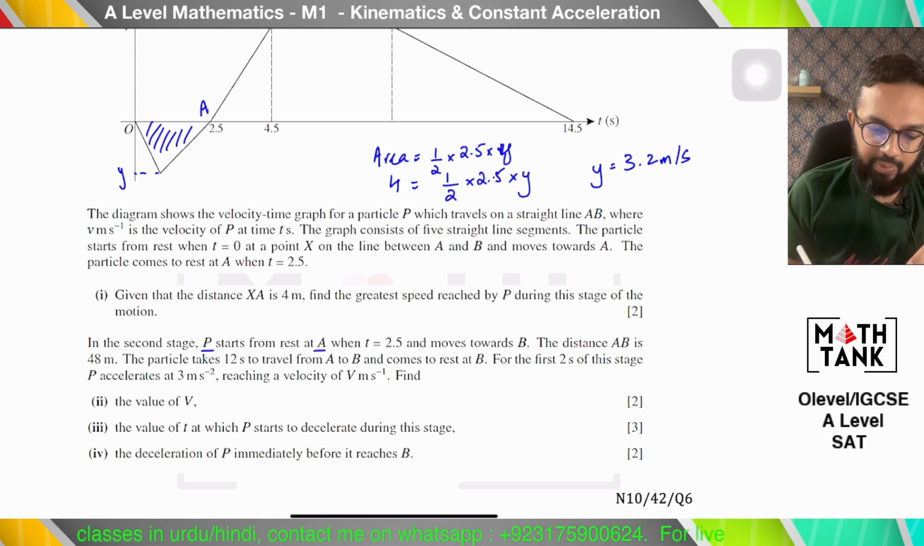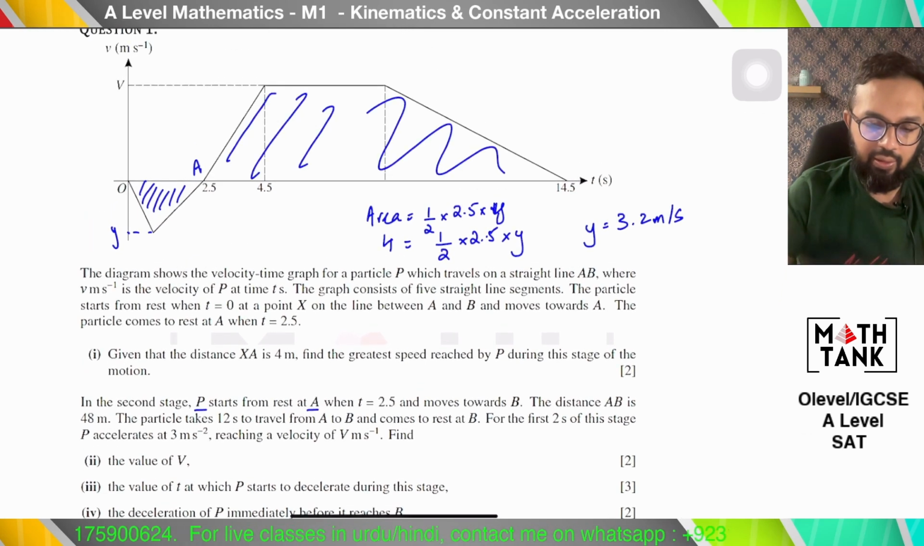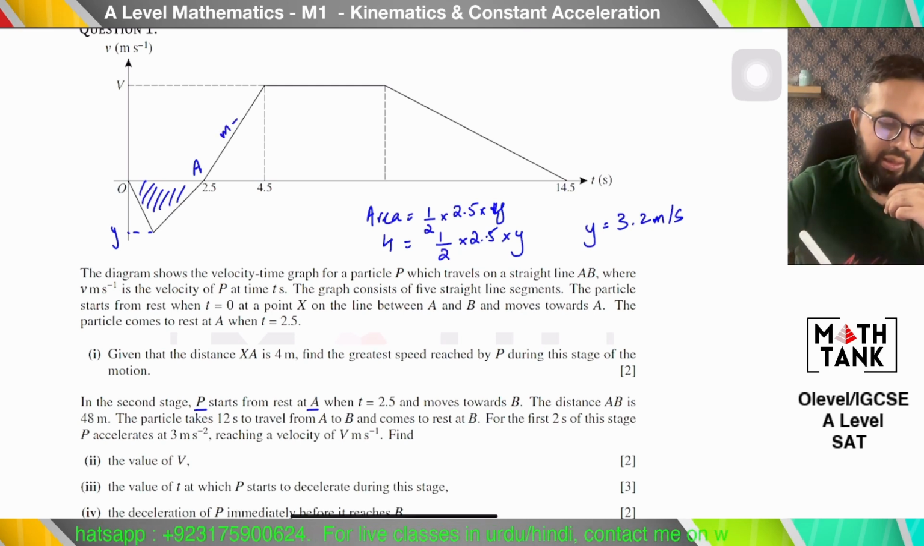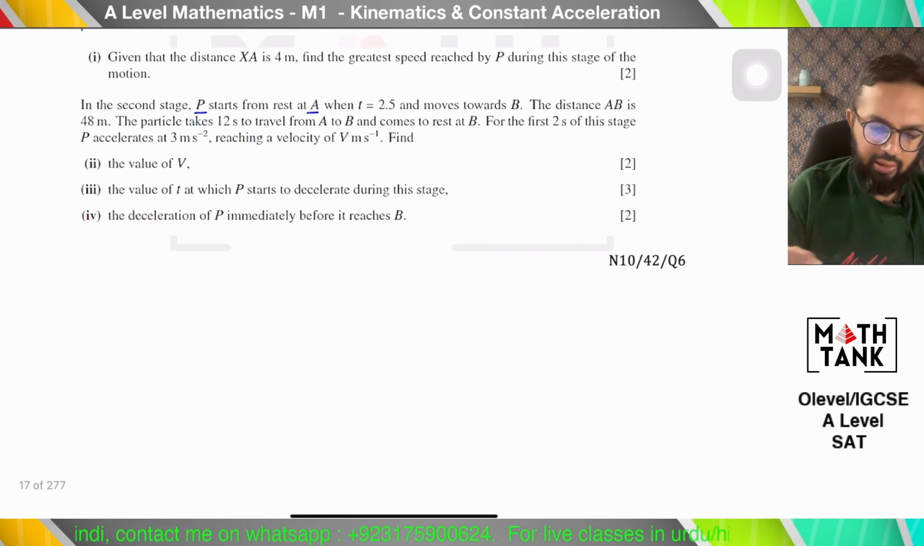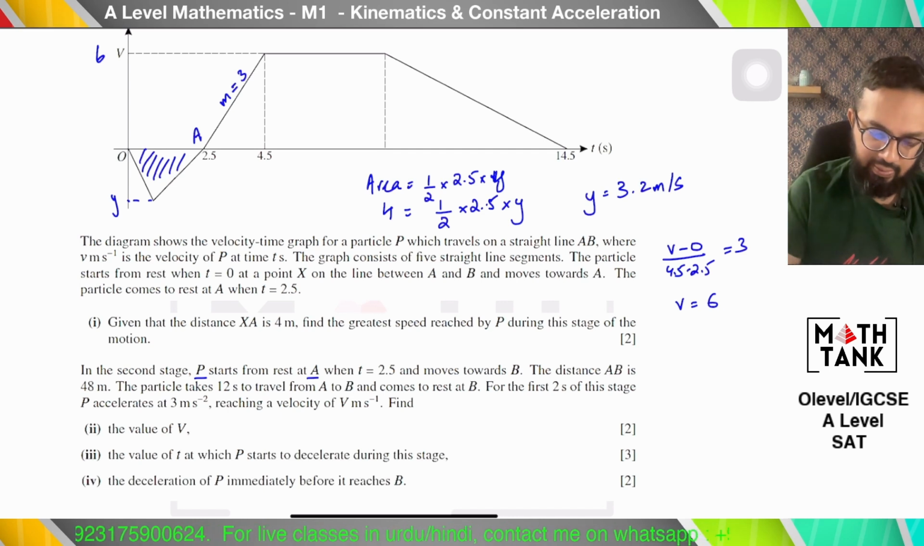In the second stage, P starts from rest at A when t equals 2.5 and moves towards B. The distance AB is 48, so this entire trapezium that you see should be 48. The particle takes 12 seconds to travel from A to B, that's a total of 12. For the first 2 seconds of this journey, P accelerates at 3, so the gradient here is 3, reaching a velocity of V. Find the value of V. I can just use the gradient formula: V minus 0 over 4.5 minus 2.5 equals 3. V equals 6.